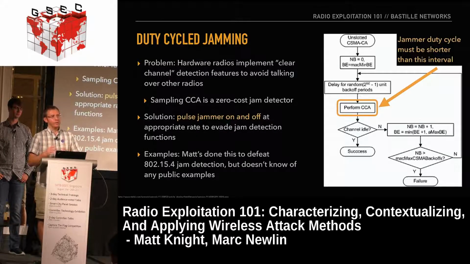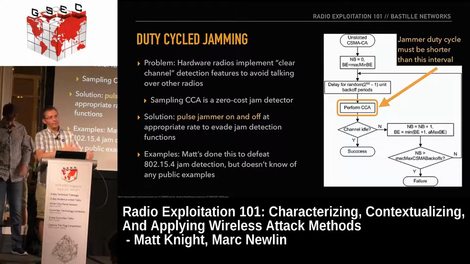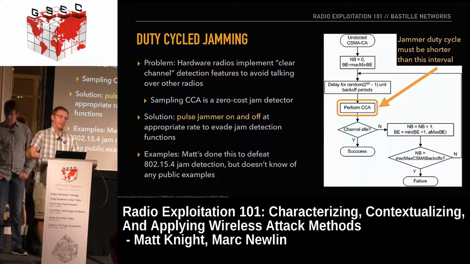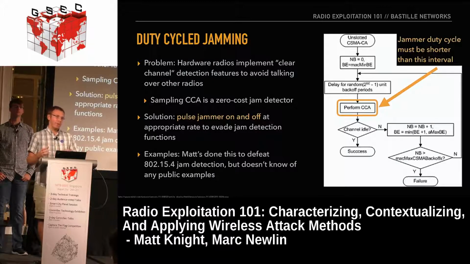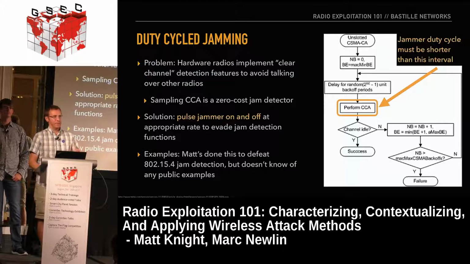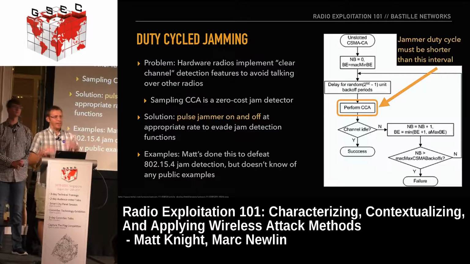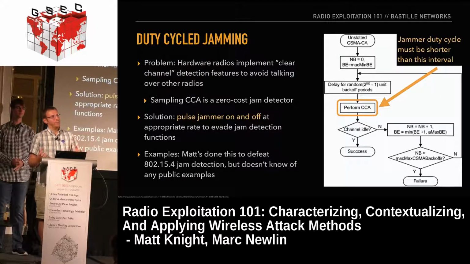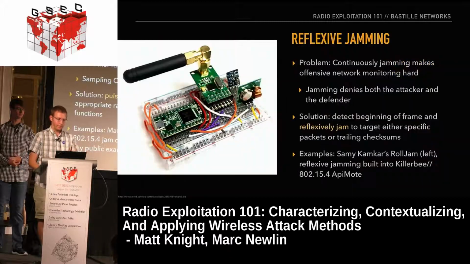So we can do what's called duty cycle jamming, where we'll in this case transmit for 9 milliseconds, turn off for 1 millisecond, transmit for 9 milliseconds, and go in the same pattern. And this way we can still effectively jam the channel without actually triggering these anti-jam detection mechanisms. And Matt has demonstrated this with some 802.15.4 jam detection and defeat using KillerBee.